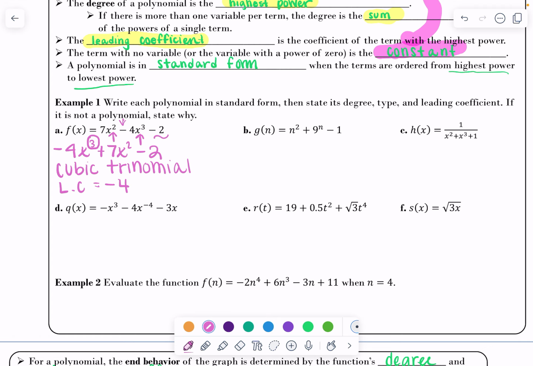Because it's to the power of 3, that's a cubic, and it's 3 terms, so it's a trinomial from the number of terms with our name. And then our leading coefficient is in front of our highest degree, and that is negative 4. Okay, so this next one.